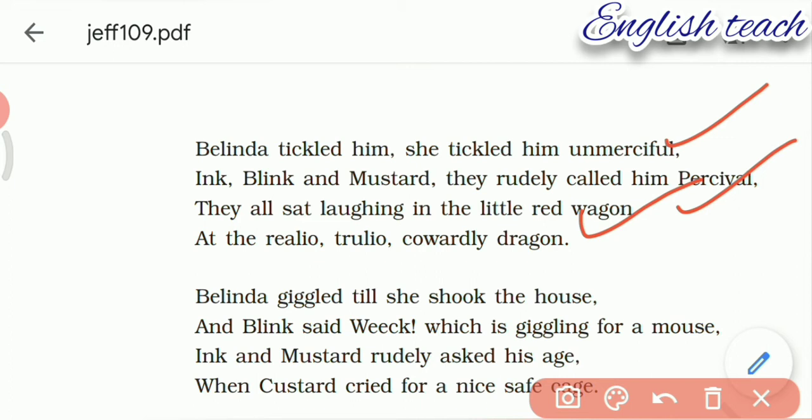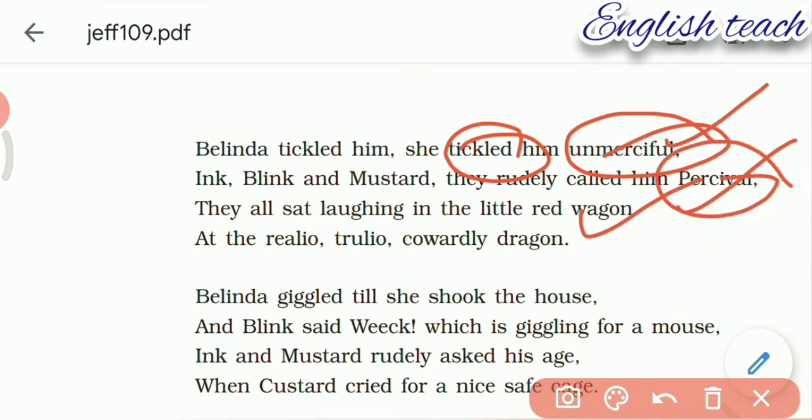There are three difficult words in this paragraph. Tickled. Tickled meaning is stroke. Here it means to tease. Unmerciful. Unmerciful meaning is cruel. Percival meaning is a knight in King Arthur's court.